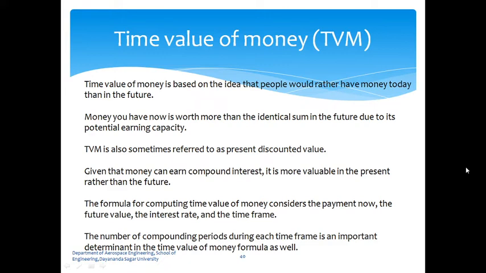So 10 rupees on 100 rupees, so you will get 110 rupees. So the value of 100 rupees today is 110 rupees in the next year. So value is changing. Value changes with time. So that is called the time value of money.